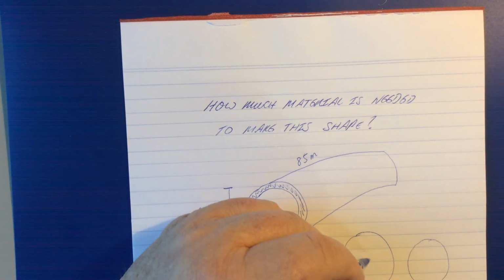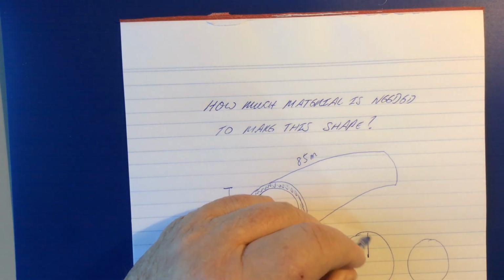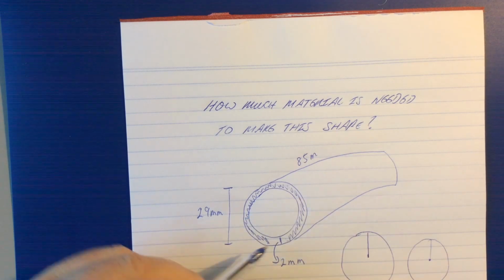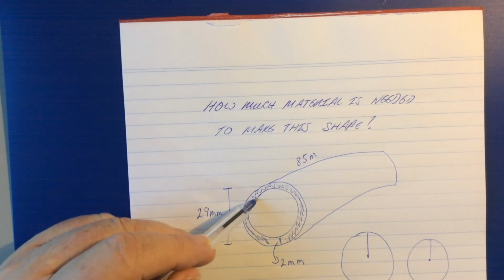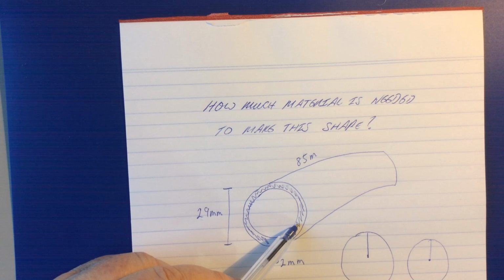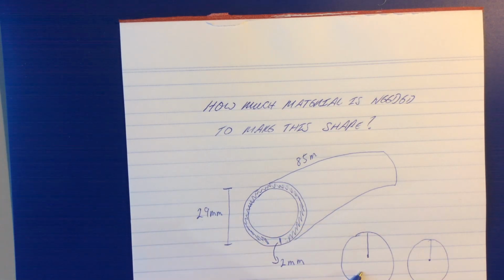Okay, so what do we have? Well, we have one circle and we have a smaller circle. The large circle is here, the smaller circle is here, and how we work out this area is by finding the area of this circle and subtracting the area of this circle from it.